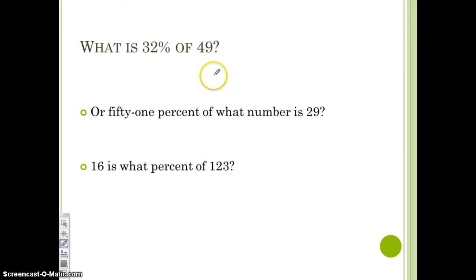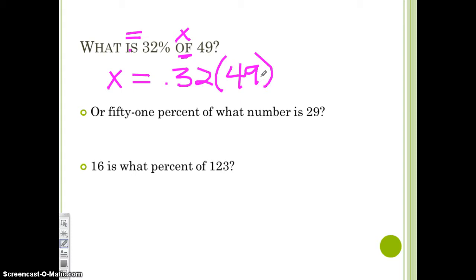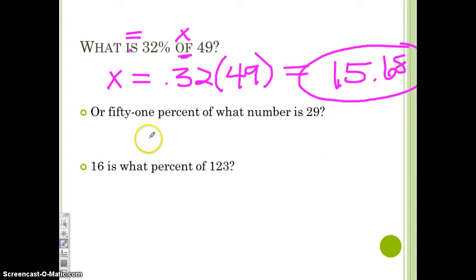What is 32% of 49? Whenever you see the word of, think multiply. Whenever you see an is, think of equals. So basically, what we want to know is 32% of 49, which is 0.32 times 49. 0.32 times 49 is equal to 15.68. 32% of 49 is 15.68.